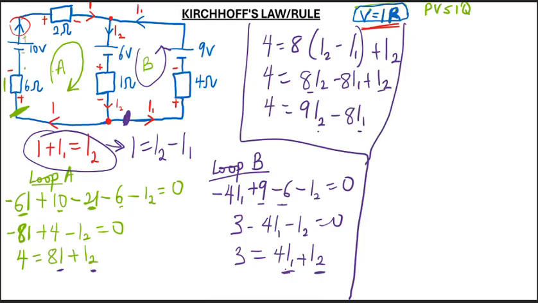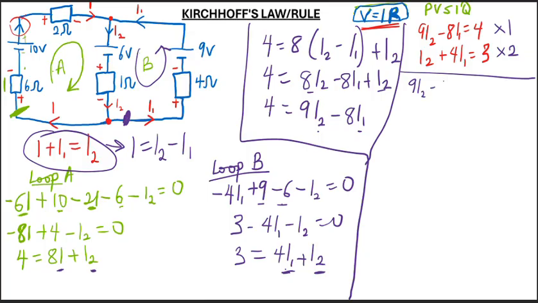Now let's solve them simultaneously. Now we have these two beautiful equations here. Now let's see what we can do to them in order to solve them simultaneously. I can use the elimination method by multiplying equation 1 by 1 and equation 2 by 2. Elimination method depends on having the same variable, so that I can add or subtract. Okay, now if I multiply equation 1 by 1, I will have 9I2 minus 8I1 equals 4, and equation 2 by 2, I will have 2I2 plus 8I1, which equals 6.